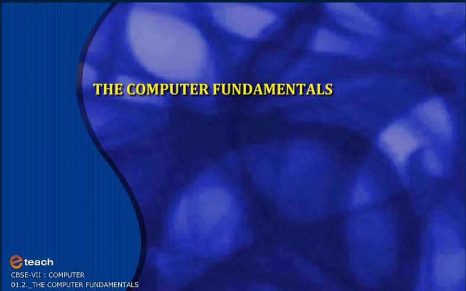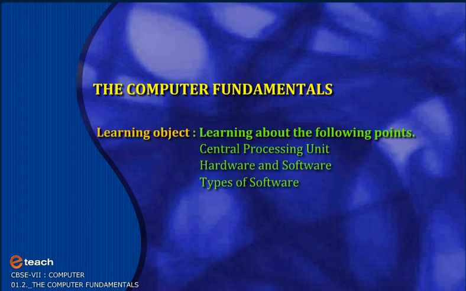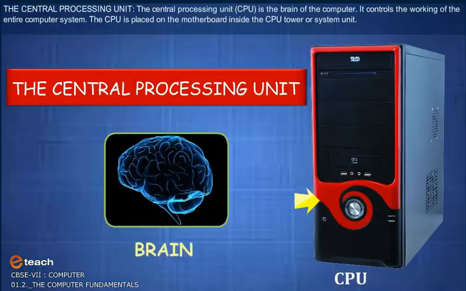The computer fundamentals. Learning objectives. Learning about the following points: 1. Central processing unit. 2. Hardware and software. 3. Types of software. The central processing unit. The central processing unit, that is CPU, is the brain of the computer.